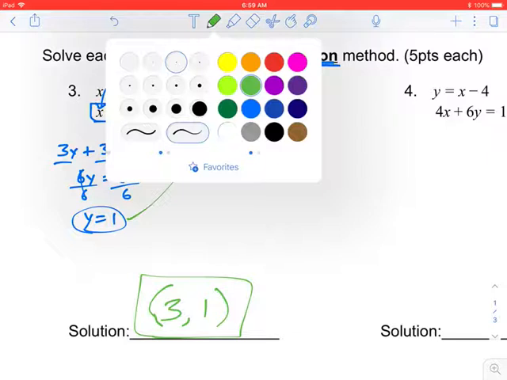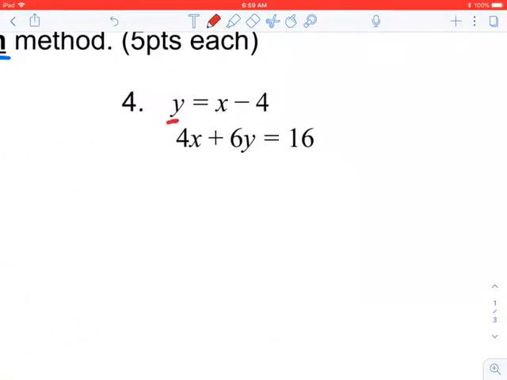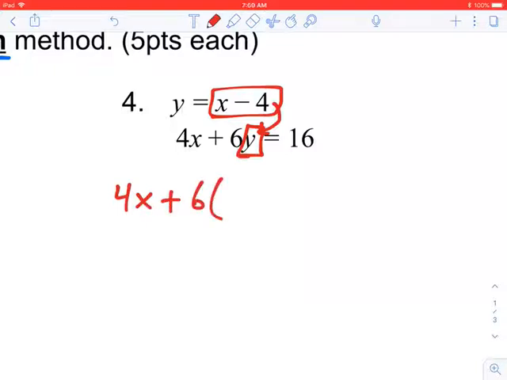And so on the other one, we kind of have the same situation. y is by itself, so I'm going to replace y. Well, what am I going to replace y with? Whatever y equals. So I'm going to take x minus 4 and plug it in for y. So instead of 4x plus 6y, it's going to be 4x plus 6 parentheses x minus 4 equals 16. So all I did was replace the y, since I knew y equals x minus 4, and now I can go ahead and distribute and solve.